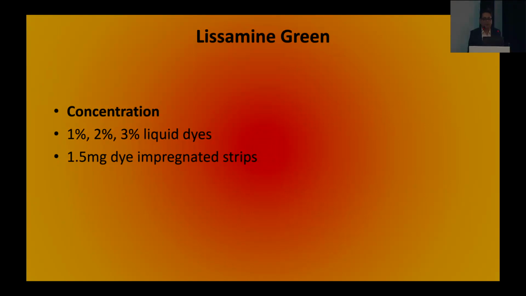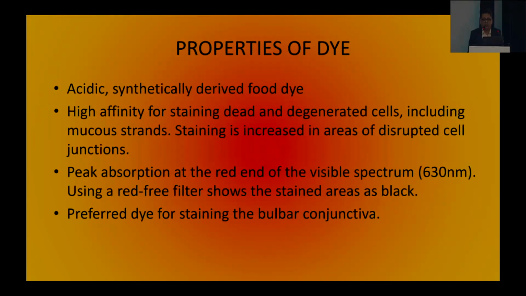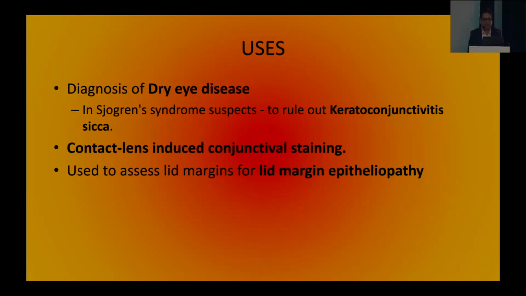Now we have lissamine green, which is available as a 1%, 2%, 3% solution, and we specifically use it whenever we suspect the patient has a conjunctival or ocular surface disorder. It is synthetically derived and acidic, with a high affinity for staining dead or degenerated cells. We see it with the red-free filter. It is the preferred dye for staining the bulbar conjunctiva.